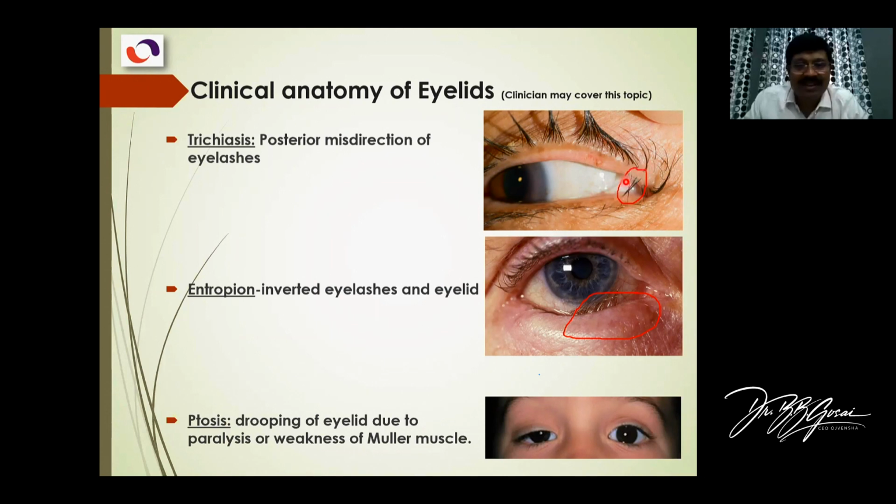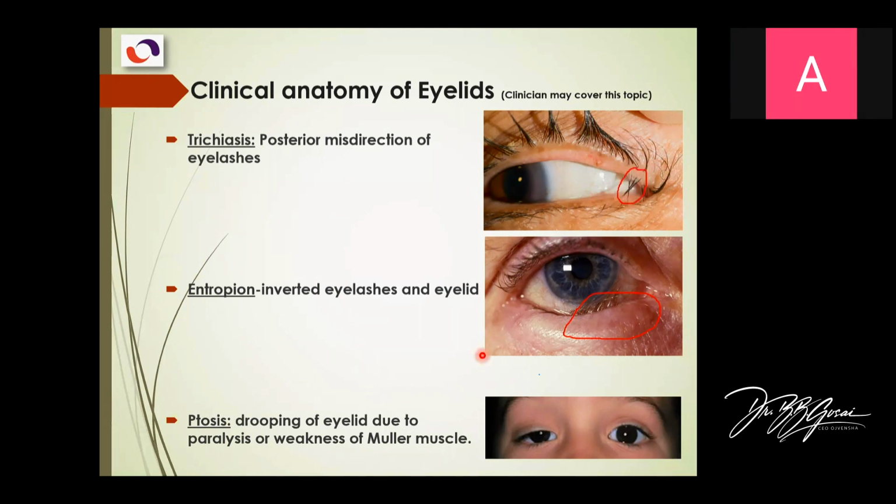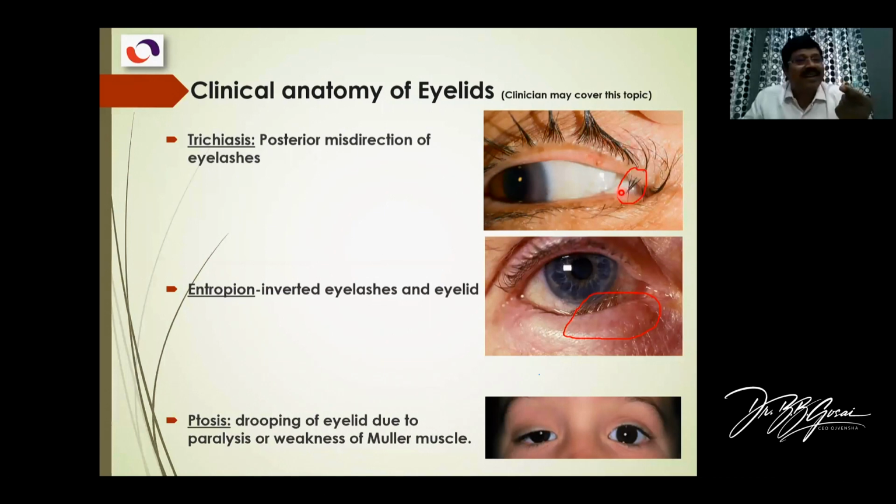This one is trichiasis, which is misdirected eyelashes. And this one, as you see, is the inverted eyelid. Once the eyelid inverts, the eyelashes also invert and cause trouble to the cornea. And this one is the drooping of the eyelid, ptosis, because of paralysis or weakness of the Mueller muscle. So this is about some of the clinical aspects.